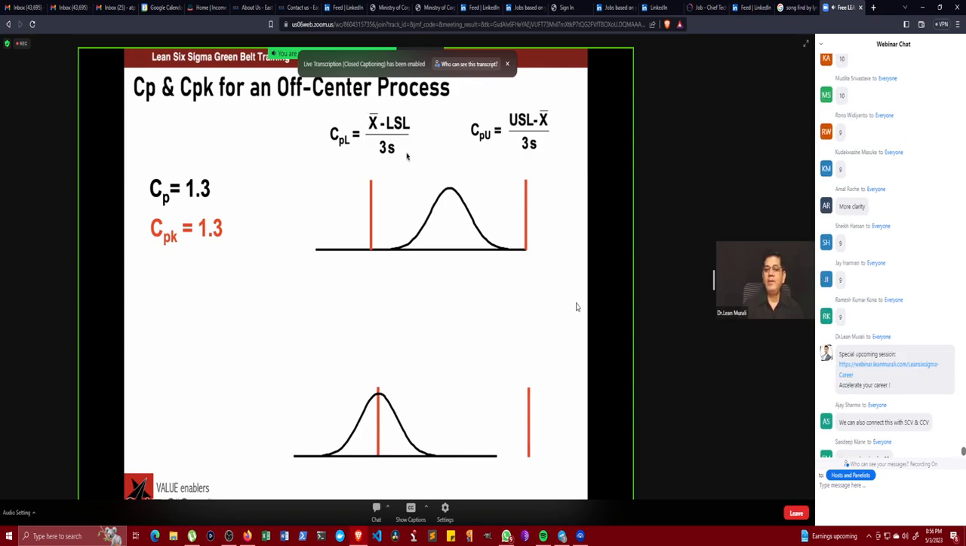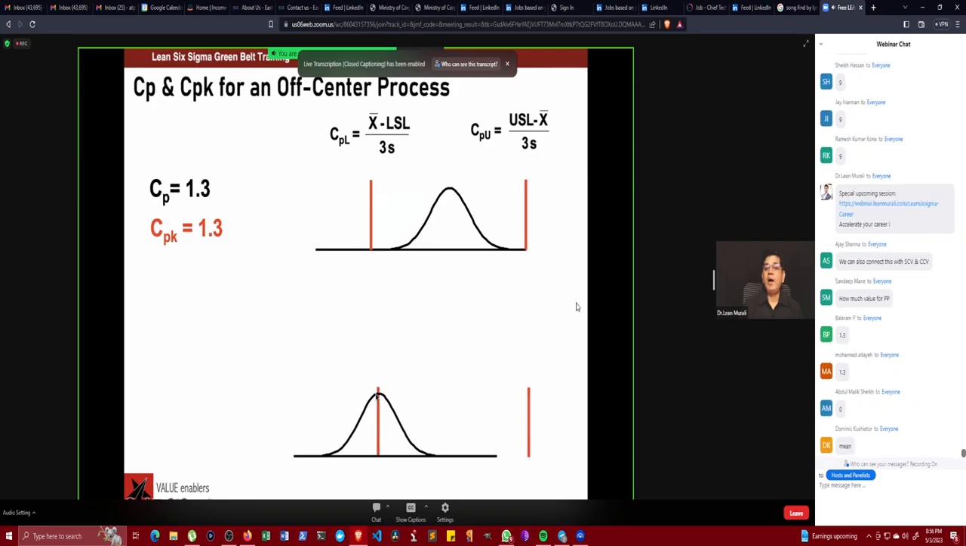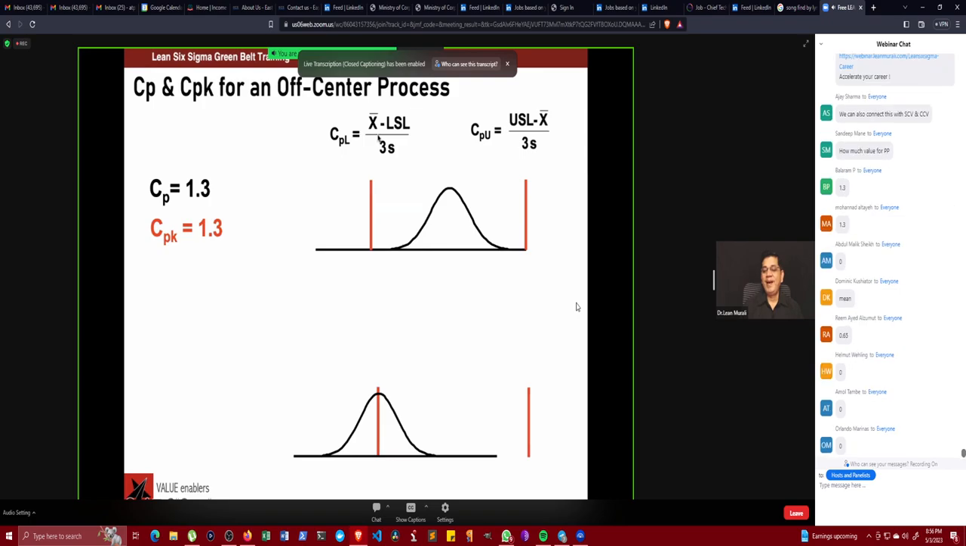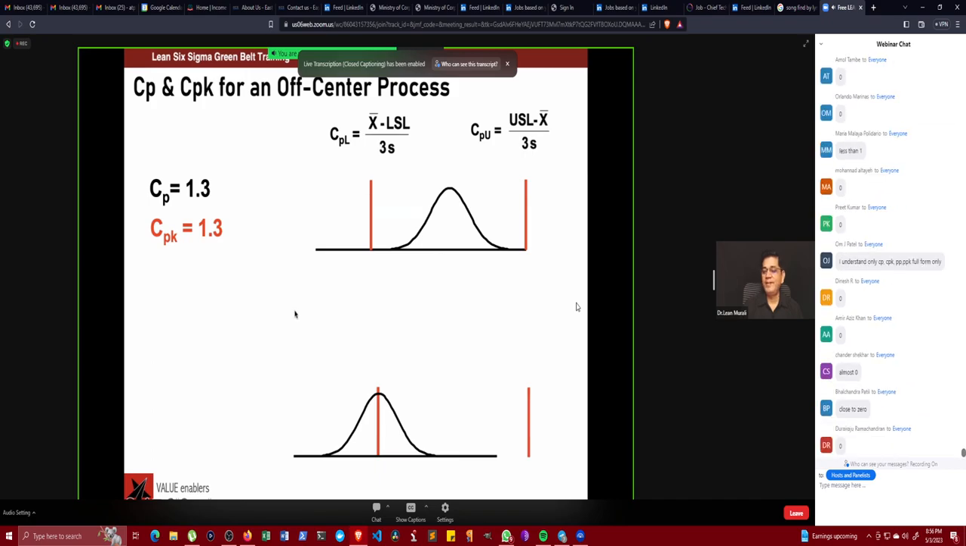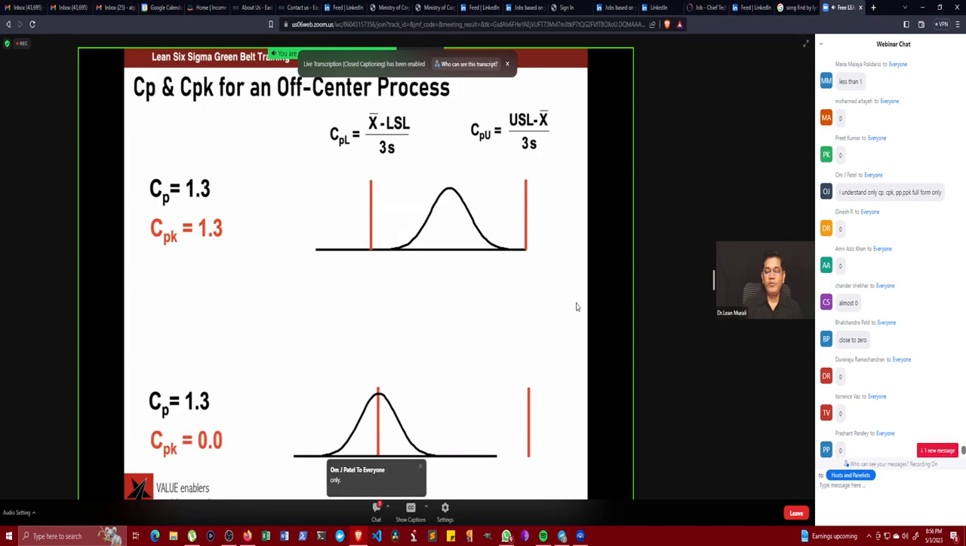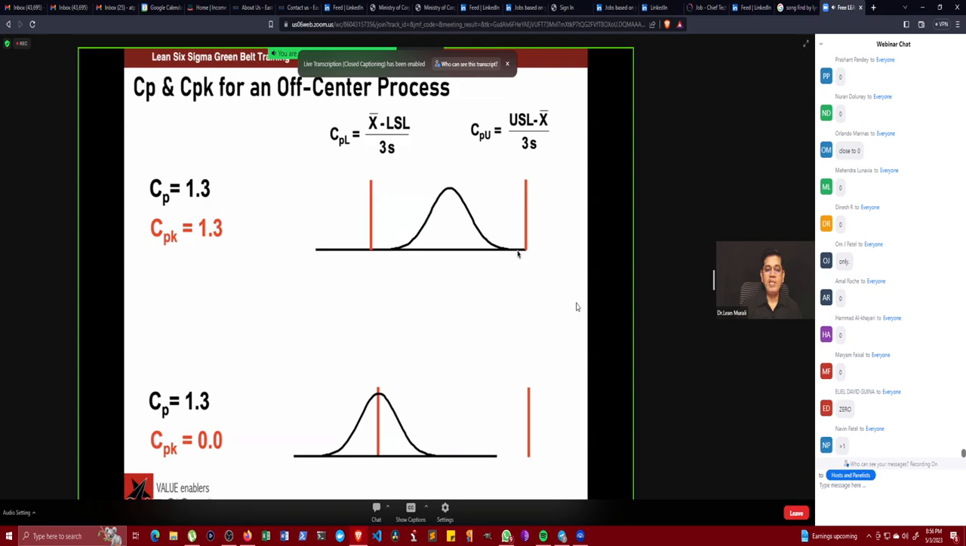Now look at CPK here, X bar minus the average is now equal to LSL. Average is now equal to LSL. So average minus LSL, both are same. Great. So CPK is equal to 0. Please understand this, okay? CP might be the same, but CPK might be different.